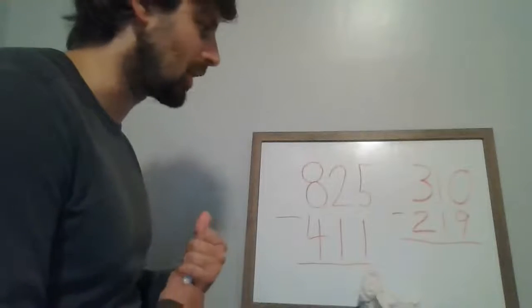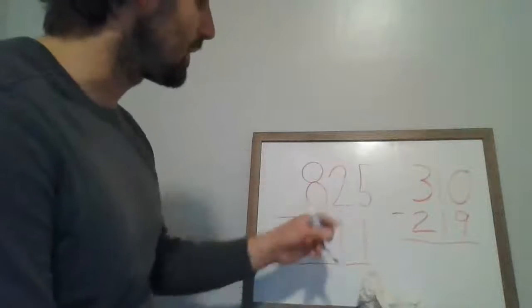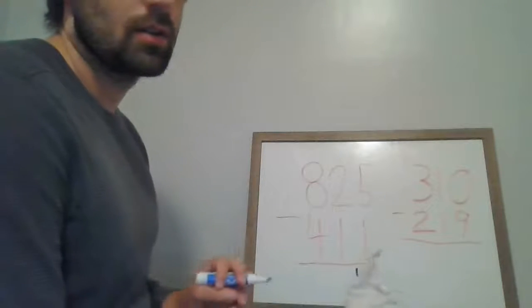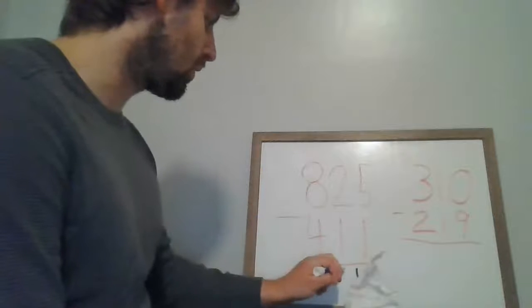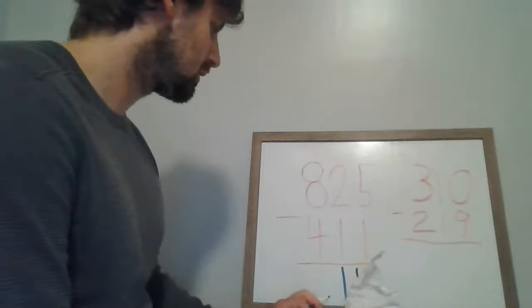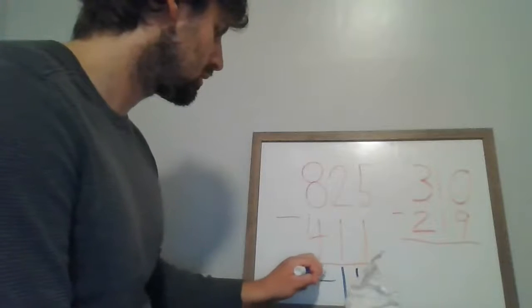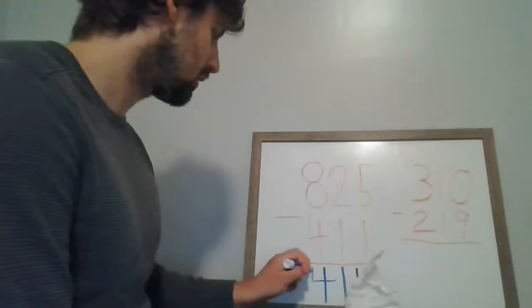We can just go right to the subtraction. So 5 minus 1 equals 4. 2 minus 1 equals 1. 8 minus 4 equals 4.